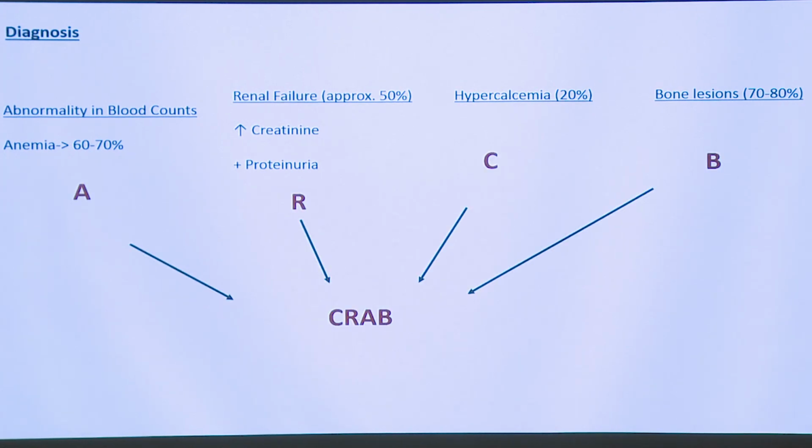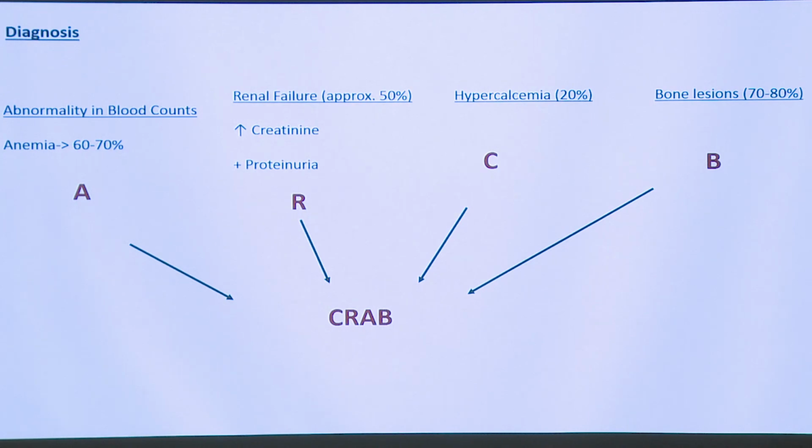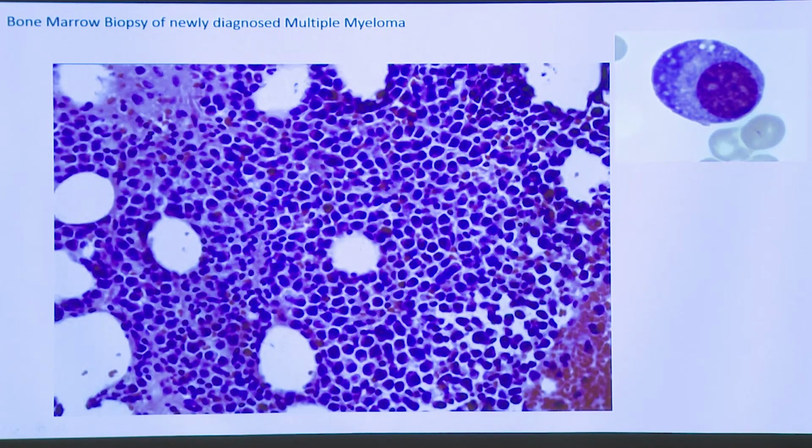Now, all these criteria have a letter for abbreviation, and if you put it together, there is an acronym called CRAB. And typically, any myeloma patient will present with any of these criteria. So this is a diagnostic criteria. If anybody comes to their primary care physician with one of these criteria, myeloma should be definitely ruled out. And again, patients develop these clinical symptoms because they have a bone marrow disease, multiple myeloma.